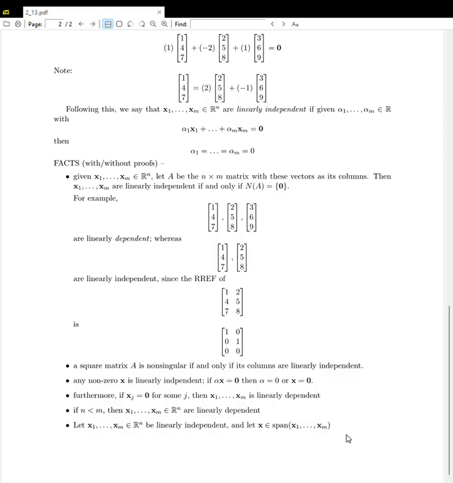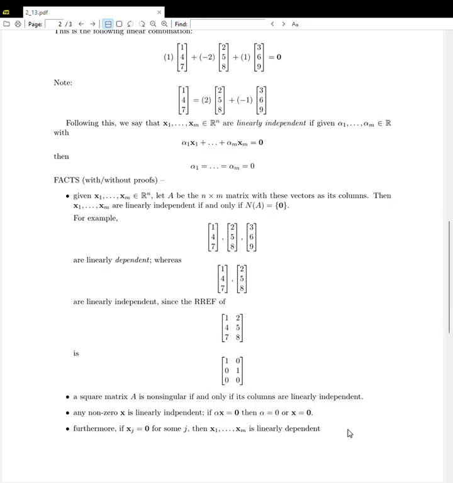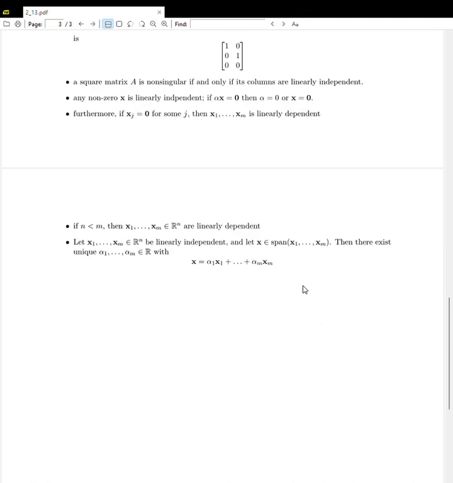So let's say you have a list of linearly independent things, and you have an element that lives in its span. Well, if you're in the span, then you're in a linear combination. But here we're going to see that with linear independence, not only are we going to have that linear combo, we're going to have a uniqueness.